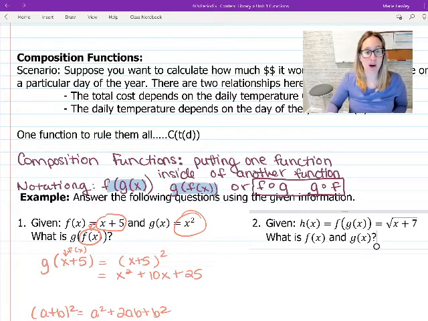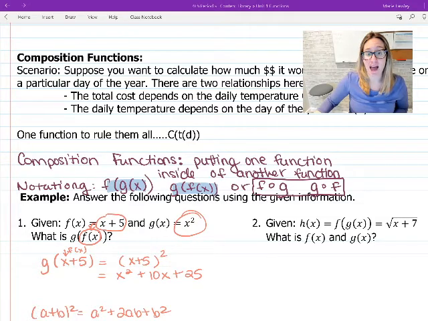All right, problem number 2 is what we call decomposition. So we're decomposing our functions.